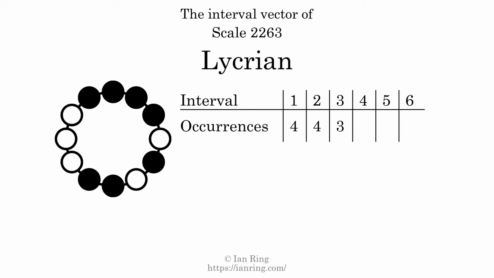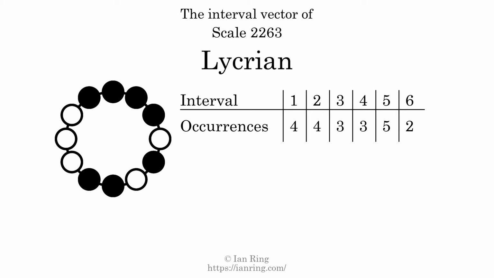There are 3 intervals with the size of 3 semitones. They are here, here, and here. There are 3 intervals with the size of 4 semitones. They are here, here, and here. There are 5 intervals with the size of 5 semitones. They are here, here, here, here, and here.